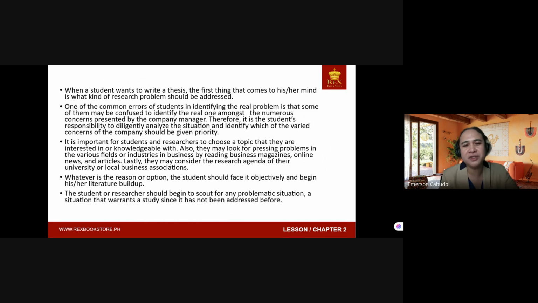Regardless of the chosen topic, students should approach how we select the topic objectively and start gathering relevant literature to address the problematic situation. We focus on areas that have not been studied before in case we're looking for the research gap.